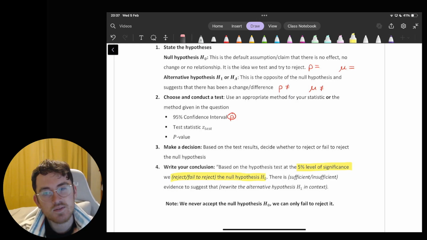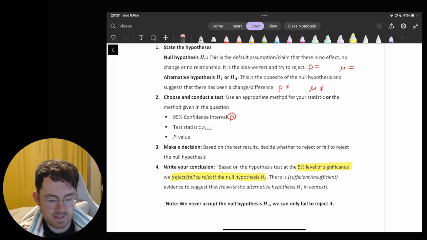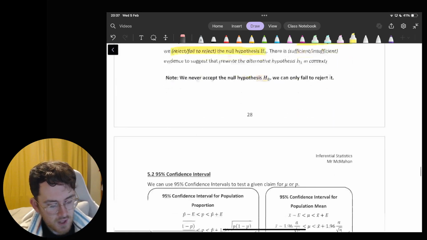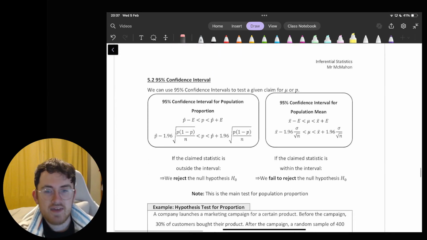Just because we can't disprove it, doesn't mean it's true. Just because we can't show that it is false doesn't mean that it is true. There's always still a chance that it's still false. So we're going to get into the methods of testing then.